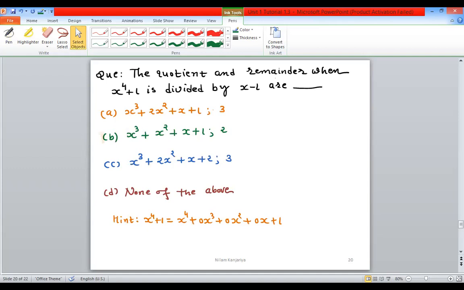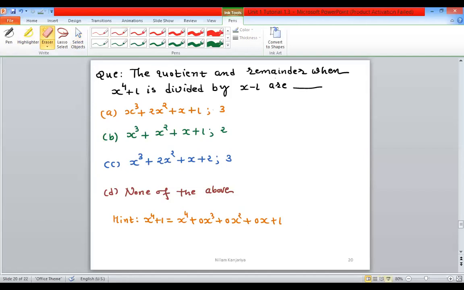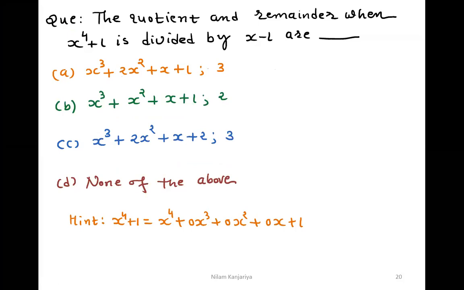Now this is a very beautiful question on your screen. All the students please look at it. x raised to 4 plus 1 is divided by x minus 1, and the quotient and remainder are given in options A, B, C, D. And the hint is that x raised to 4 plus 1 is written as x raised to 4 plus 0x cubed plus 0x squared plus 0x plus 1. Now divide x raised to 4 plus 1 by x minus 1 and tell me which option is true, A, B, C or D.